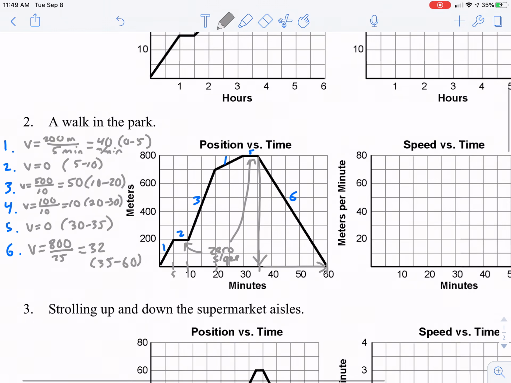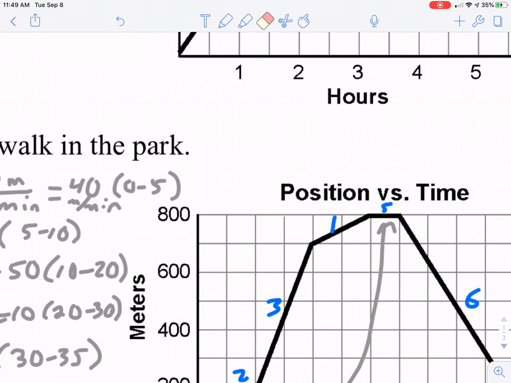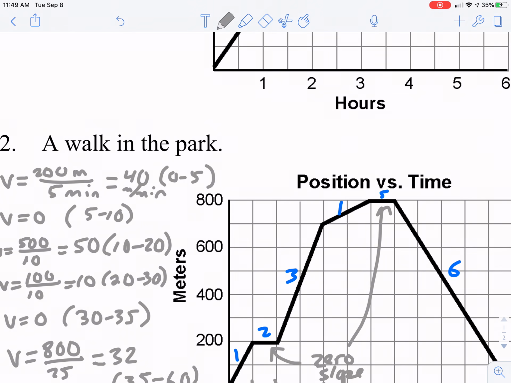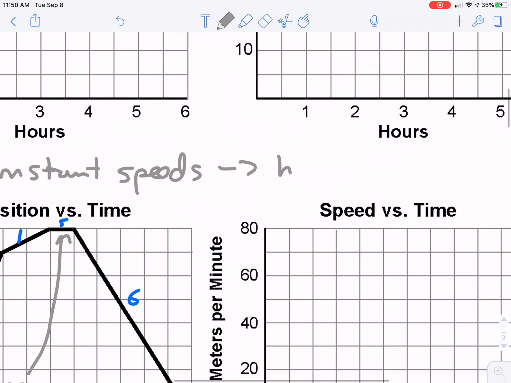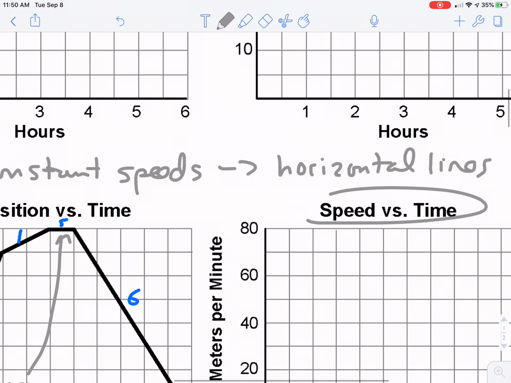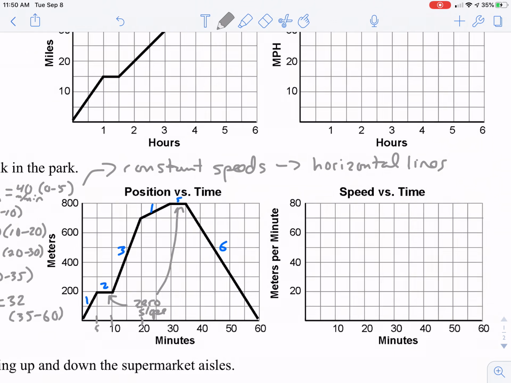Now what we do, ladies and gentlemen, is we plot these particular speeds. Now here's the great part about it. These are all constant speeds. And constant speeds are very easy to plot, because constant speeds are going to be horizontal lines on a speed time graph. Let's see how this works.